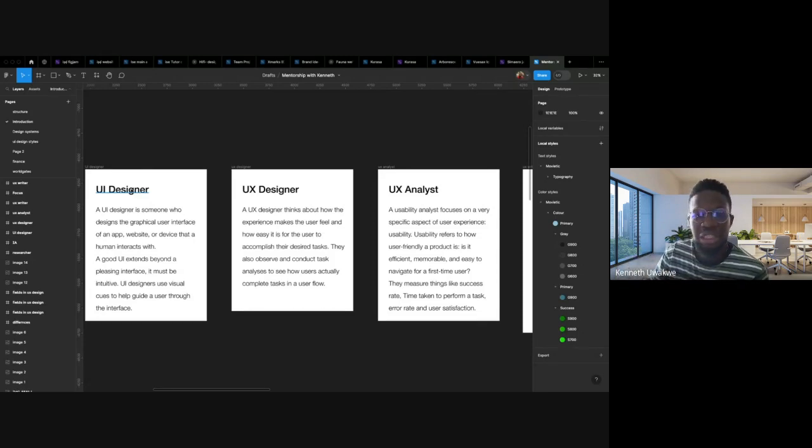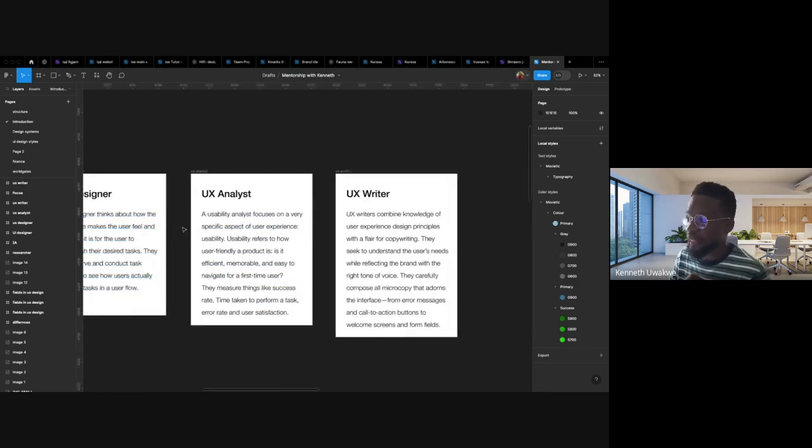A UX designer ultimately thinks about and analyzes how easy it is for users to achieve a particular action. The next one is a UX analyst, which is kind of similar to the UX designer. But the usability analyst focuses on very specific aspects of the user experience. Let's break it down a little bit. Usability refers to how user-friendly a product is. Is it efficient? Is it memorable? And is it easy to navigate for a first-time user?